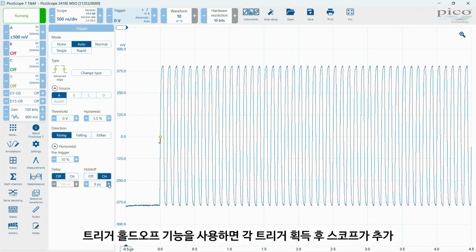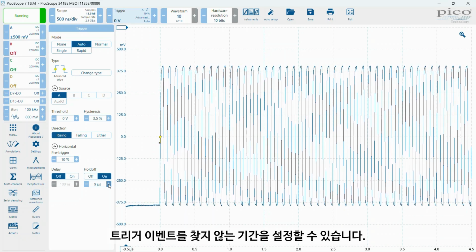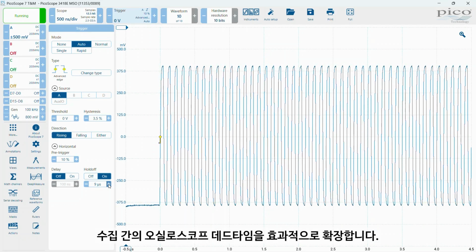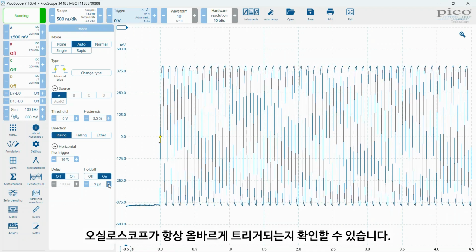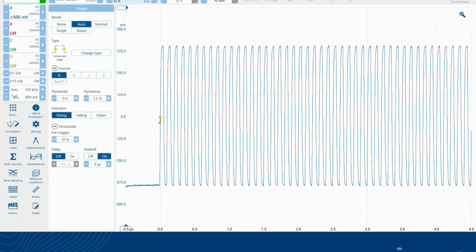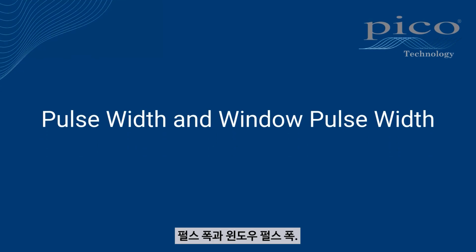Trigger hold-off allows you to set a period when the scope won't look for further trigger events after each triggered acquisition, effectively extending the oscilloscope dead time between acquisitions. By increasing the hold-off time to greater than the length of the pulse train, you can ensure that the oscilloscope triggers correctly each time. Pulse width and window pulse width.